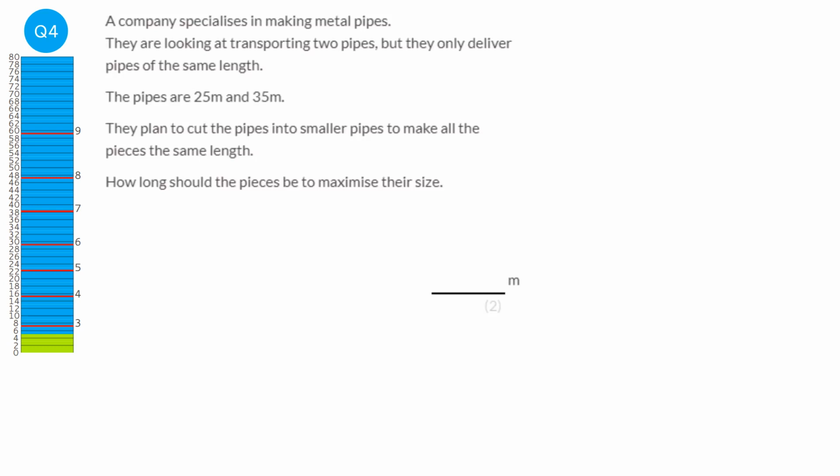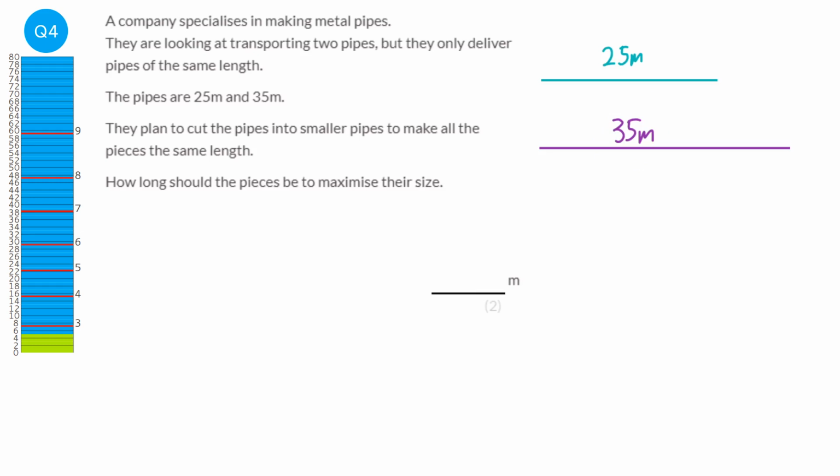So if we imagine we've got the 25 meter pipe here, and we've got the 35 meter pipe here. The question's basically asking us what can we cut all these pipes into, and they all have to be the same length that will fit with the 25 meter and the 35 meter. And essentially what this question's asking is what is the highest common factor of 25 and 35.